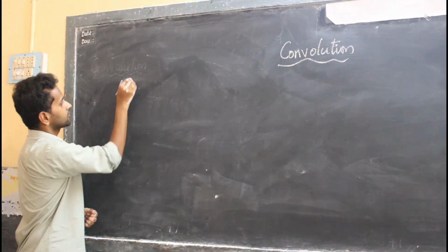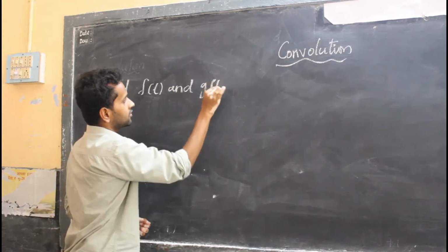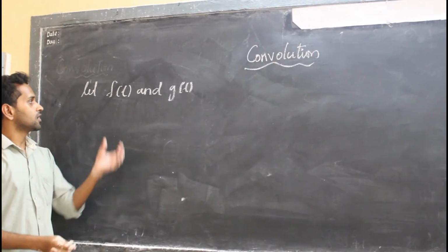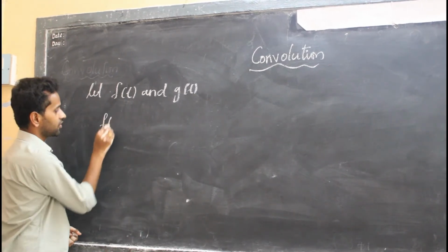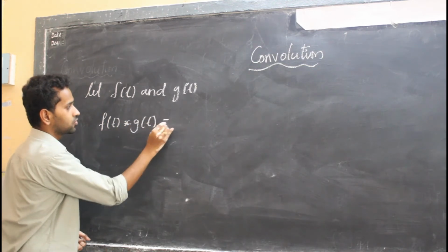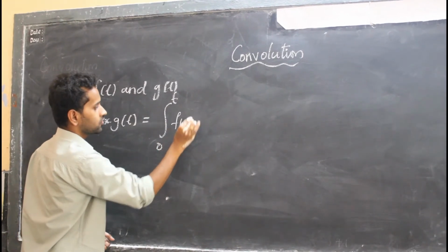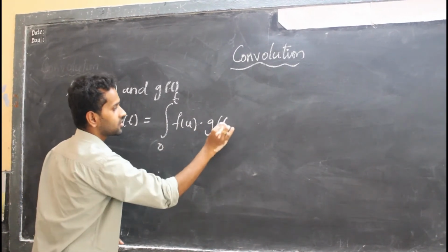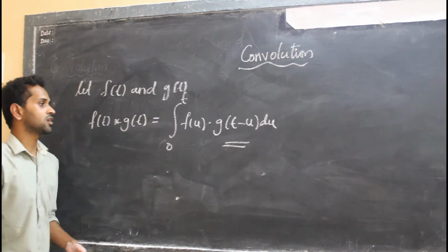Let f(t) and g(t) be two functions. The convolution of f(t) and g(t) is denoted as f(t) star g(t), equal to the integral from 0 to t of f(u) times g(t minus u) du. So this is the statement of convolution.